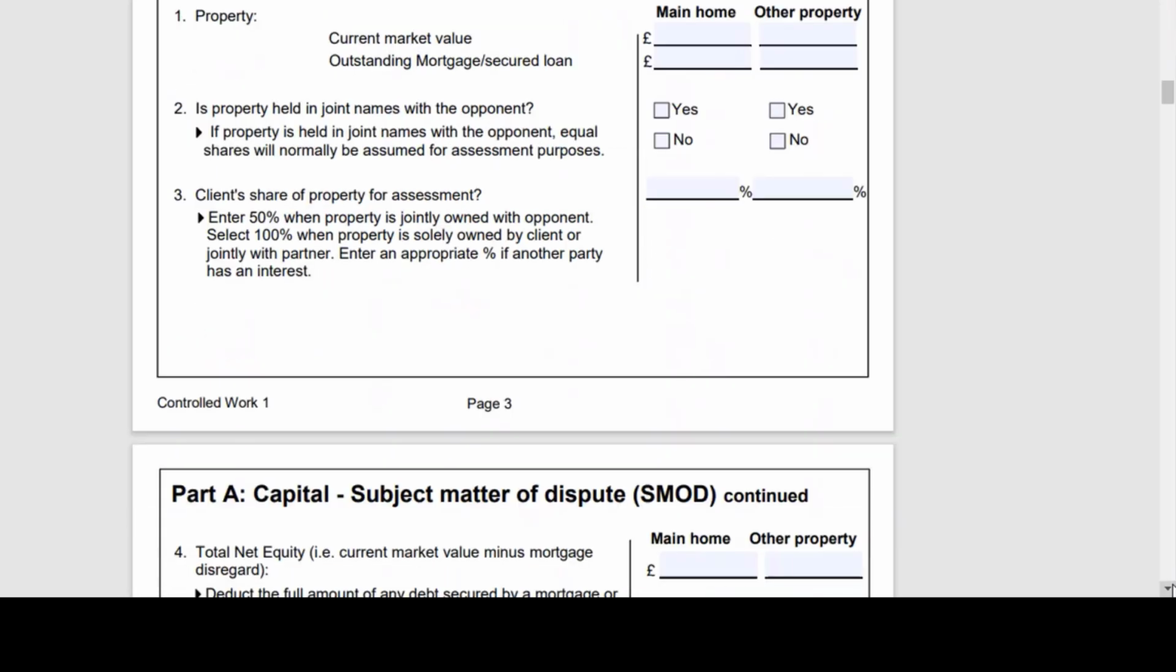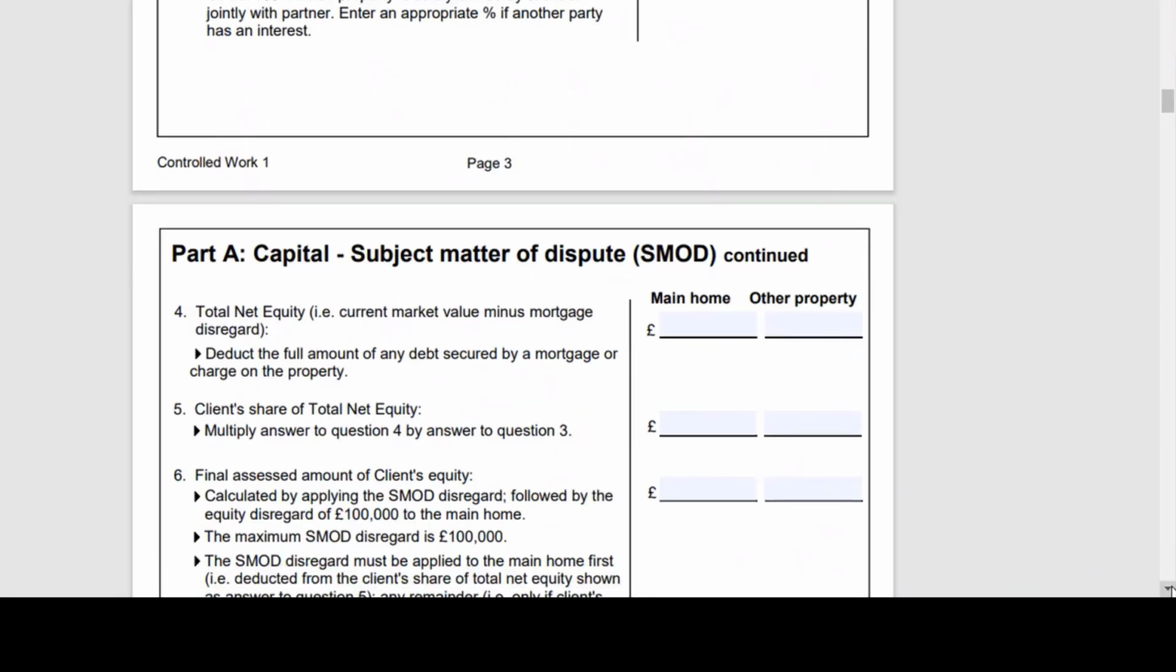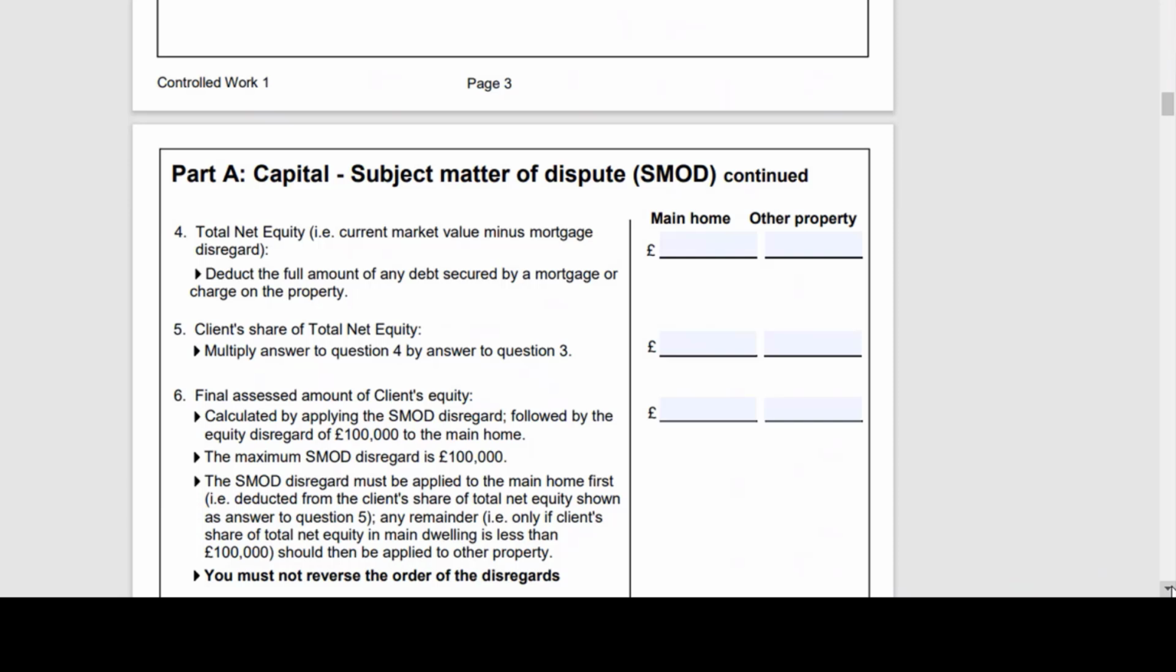So moving down a little bit further, you are then under question 4 going to calculate the total net equity that relates to that particular asset. So that would be the current market value minus the mortgage disregard that we've already detailed under question 1, and that would give you the total net equity figure for the main home and the other property. You would then calculate the client's share of the total net equity. So that's the total net equity figure at question 4 multiplied by the client's share of that property, which is detailed at question 3. That would then give you a figure to which you would apply further disregards.